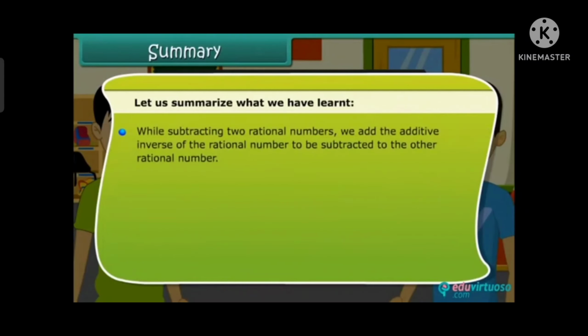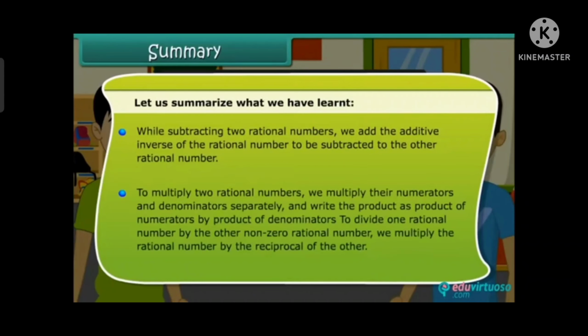While subtracting two rational numbers, we add the additive inverse of the rational number to be subtracted to the other rational number. To multiply two rational numbers, we multiply their numerators and denominators separately and write the product as the product of numerators by the product of denominators. To divide one rational number by the other non-zero rational number, we multiply the rational number by the reciprocal of the other.